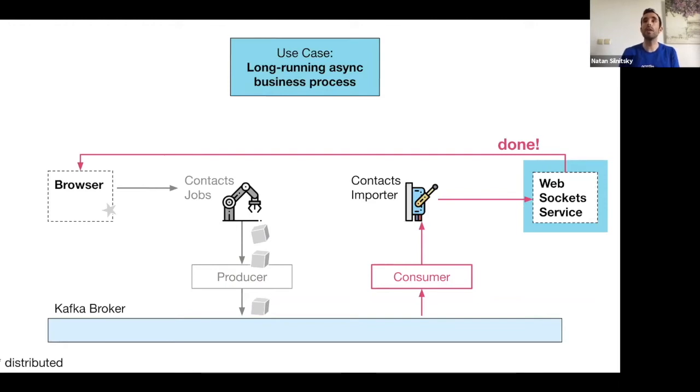So the user is really unaware of the fact that the request was handled by multiple services using Kafka messages produced and consumed all over, because they get all the notifications they need from the WebSocket service. So it's a completely async, event-driven process from end to end.